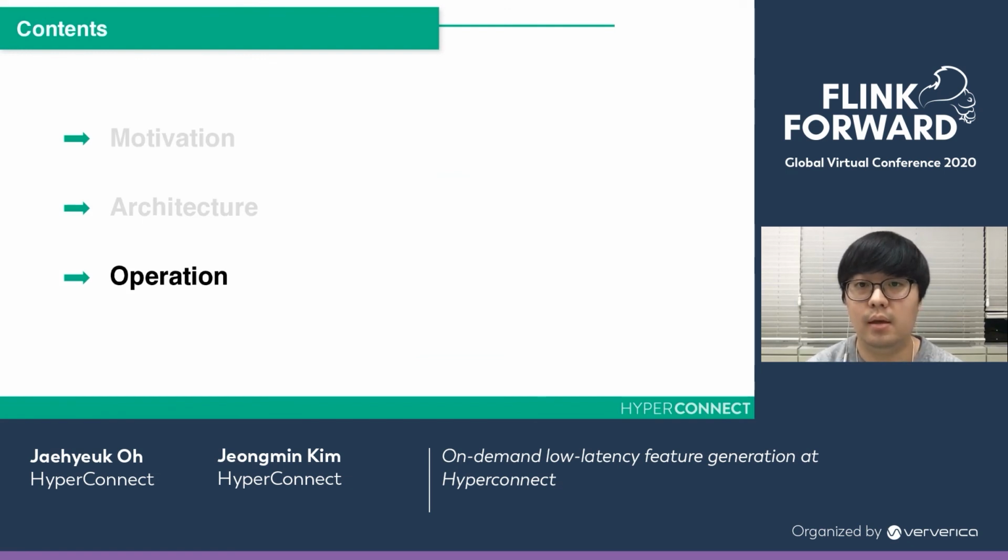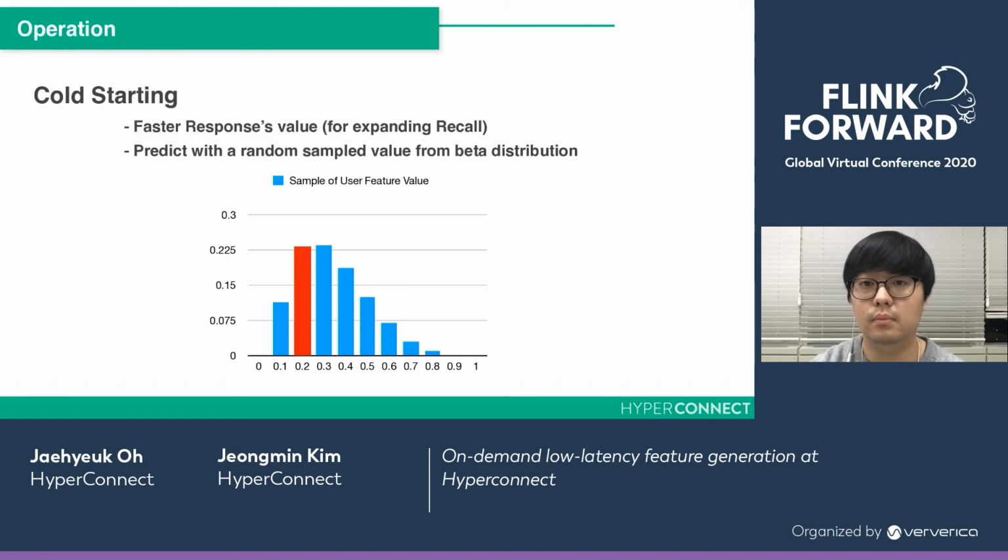And lastly, I will talk about the operation of this system. There are many lessons that we learned throughout this entire process. One of them is the importance of cold starts. We understand that a fast response is worth more than a precise but late response. We are using the beta distribution to predict the feature value and control the fluctuation in the early stage.